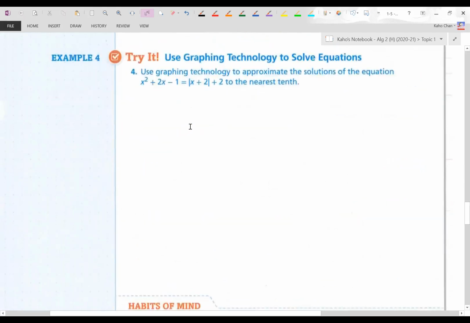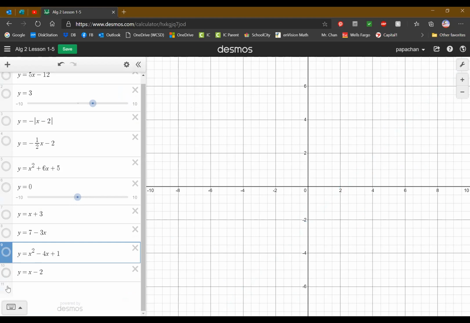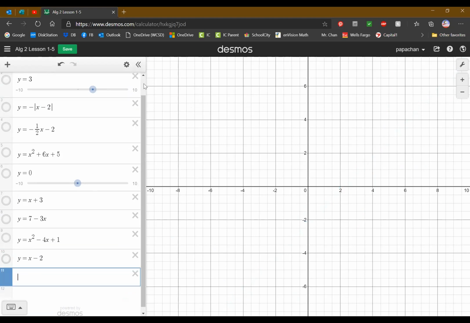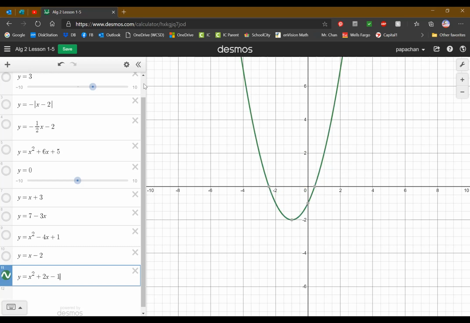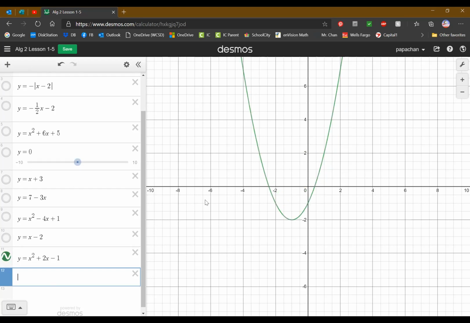Use the graphing technology to solve equations. It's pretty much the same as the last problem. I'm going to go ahead and jump to Desmos one last time. I realize that I didn't input those equations yet, so I'm going to have to do that right now. The left side is y equals x squared, it's kind of cool, I'm using a keyboard to type it in, plus 2x minus 1. Great. And the other side is absolute value of x plus 2, plus 2.